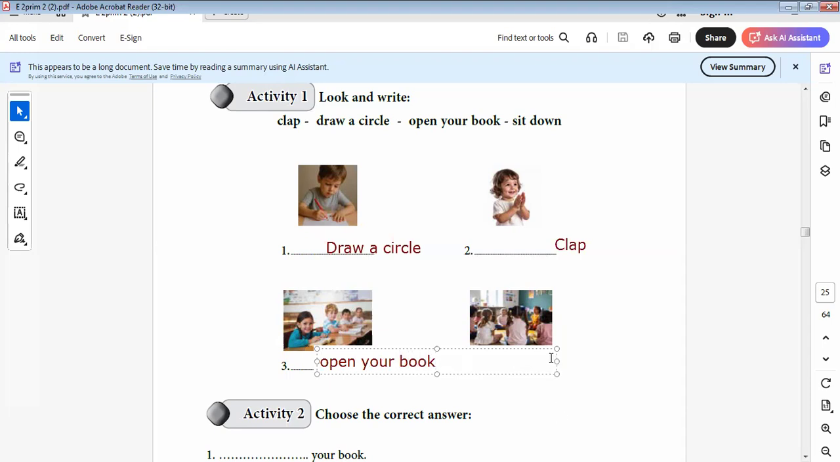The last one, it will be here, sit down. Okay, here we have sit down. Here we have clap, draw a circle, open the book. Open your book.